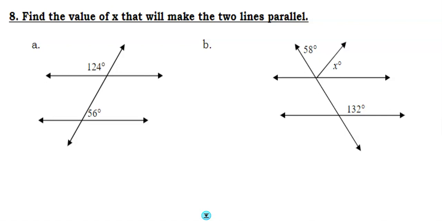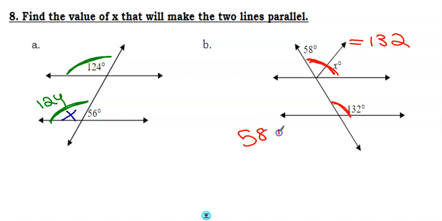Okay, so I need to figure out the value of x for A. If this is corresponding to 124, then this would have to be 124 for A. And then these are also corresponding. So if this is 132, this has to also equal 132. So 58 plus x equals 132.